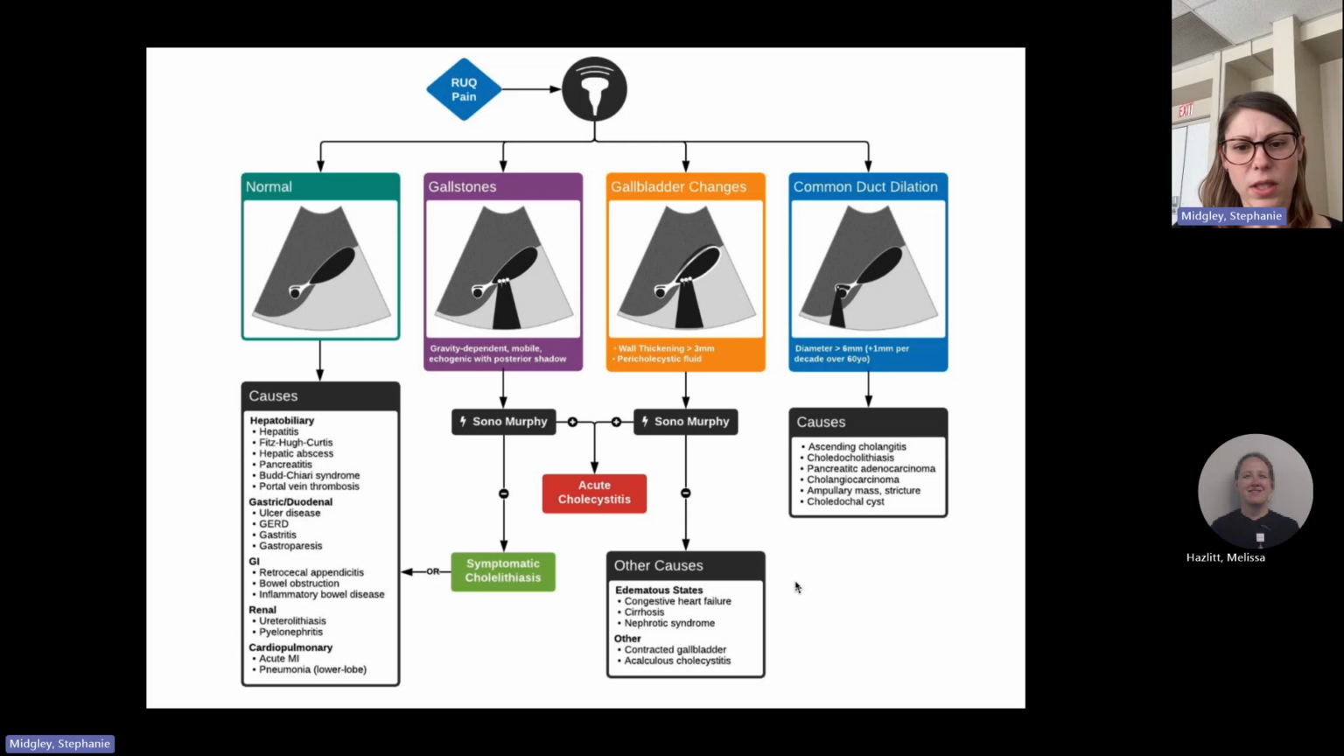The sensitivity and specificity for sonographic Murphy's is actually pretty variable. It's like 45 to 86%, and the specificity ranges from 35 to 94%. So it's one of those where if they have it, great. But if it's not there, it doesn't necessarily mean they don't have cholecystitis.